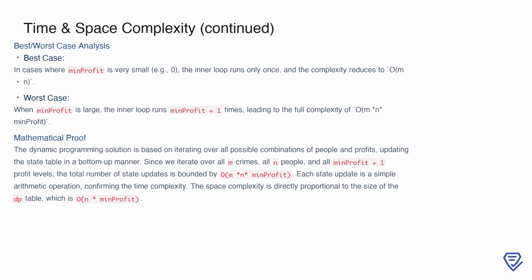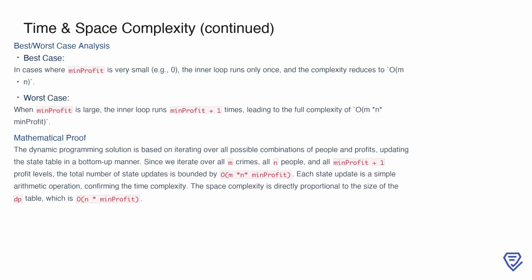Now, let's consider the best and worst case scenarios for this solution. In the best case, when min profit is very small, such as 0, the inner loop for profit runs only once. This simplifies the time complexity to O(m * n). On the other hand, in the worst case, when min profit is large, the inner loop runs min profit plus 1 times, leading to the full complexity of O(m * n * minProfit).